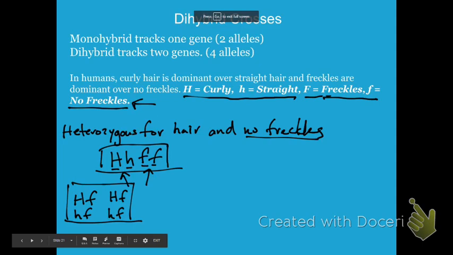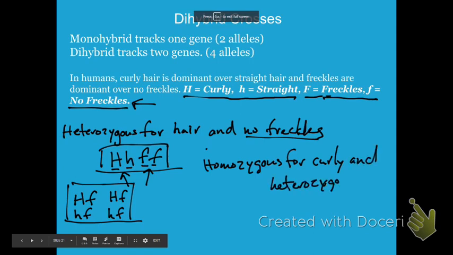Okay. So let's do another example. Let's just say they're homozygous for curly hair and heterozygous for freckles. So homozygous for curly hair, that means they have both dominant alleles. And then heterozygous for freckles, that means they have dominant and recessive, right?